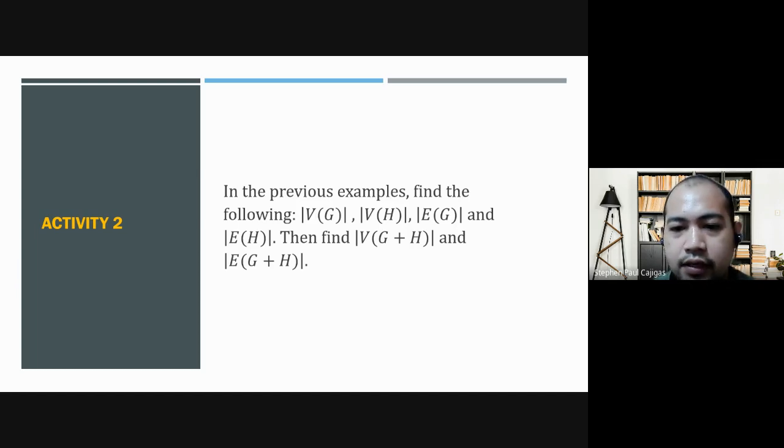Okay, so I'll give you another 5 minutes. Try calculating the number of vertices and edges in the original graphs and then in the join. For example, 2, 3, 4, and 5. One at a time.